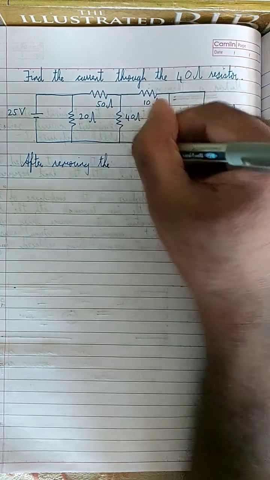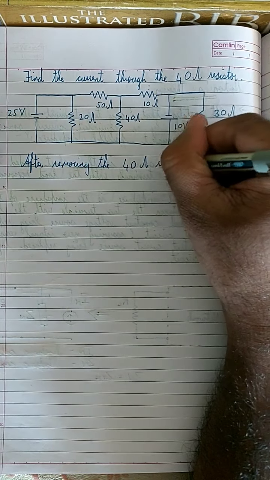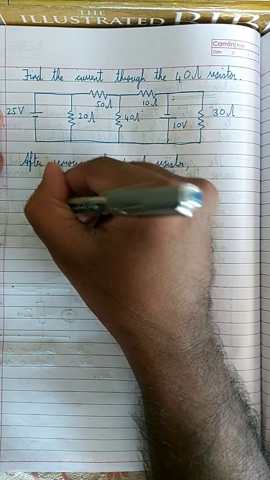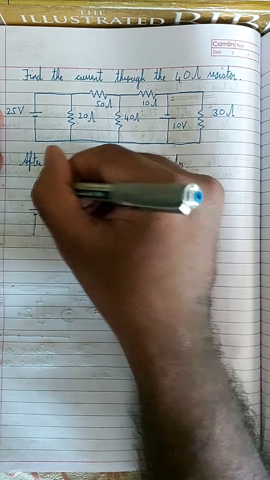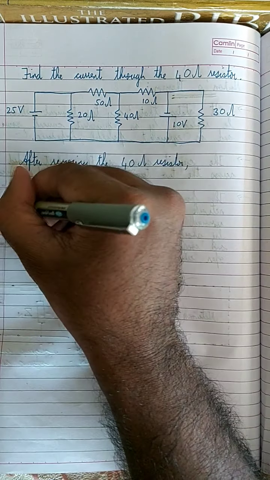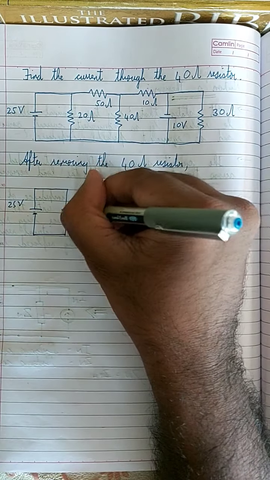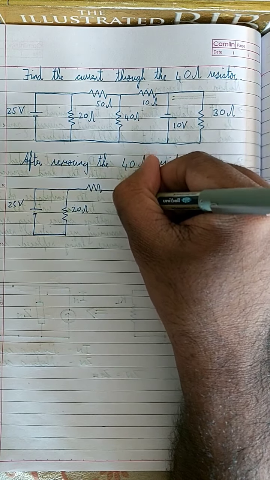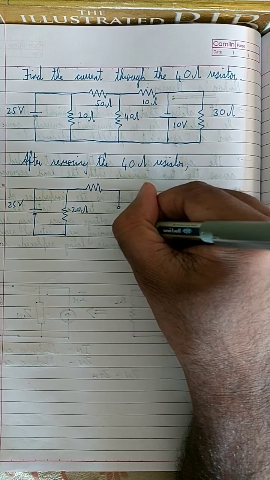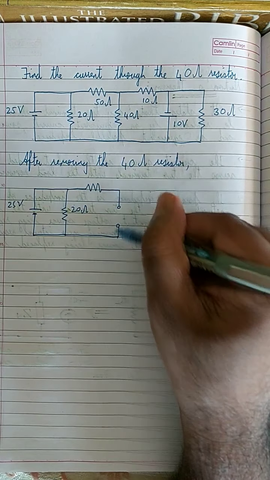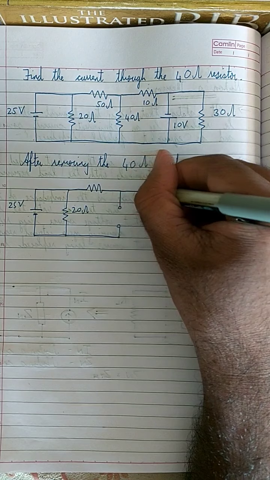After removing the 40 ohm resistor, your circuit will become like this, right? That is a voltage source with a resistor over here, then we have another resistor over here, then we have an open end, right? There was a 40 ohm resistor over here, now I removed it, so now this branch is open, which means no current will be flowing through this branch.